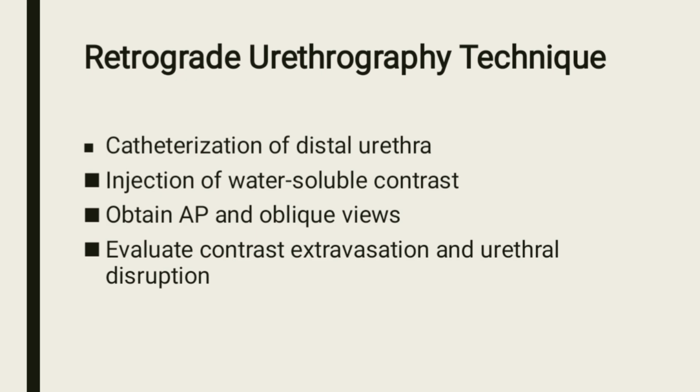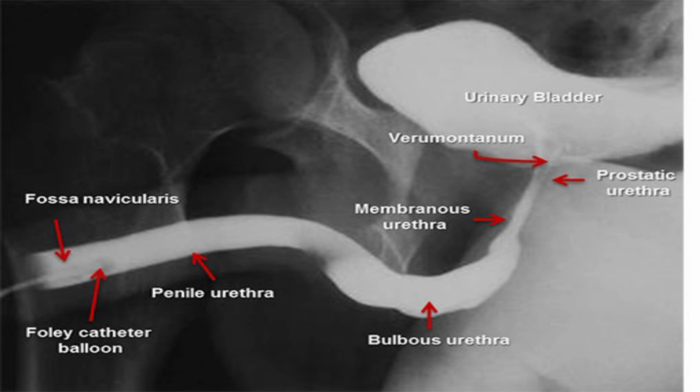Technique of retrograde urethrography. It involves gentle catheterization of the distal urethra, followed by injection of contrast, and then an image is taken. The radiologist looks for contrast leakage, length of urethral disruption, and any deviation from normal anatomy. As you can see, this is the image of a retrograde urethrogram. Dye was injected after catheterization, and the image was taken, and dye was passing through the entire length of the urethra and going into the urinary bladder.